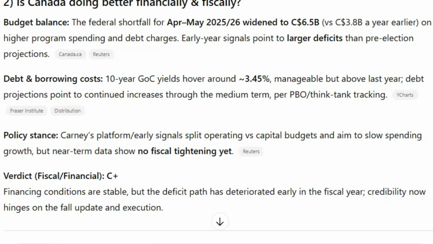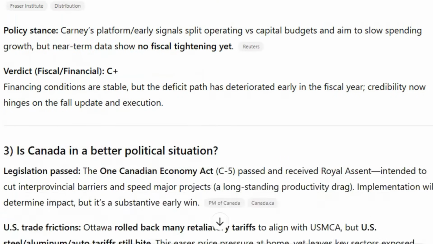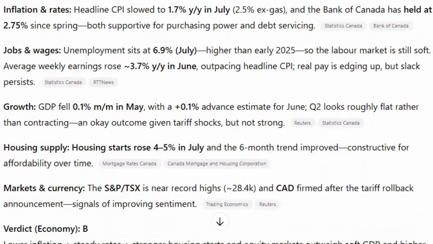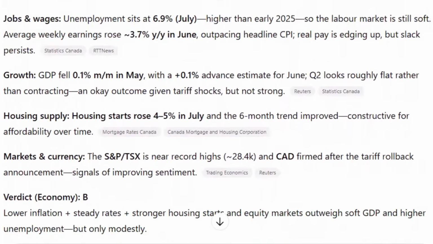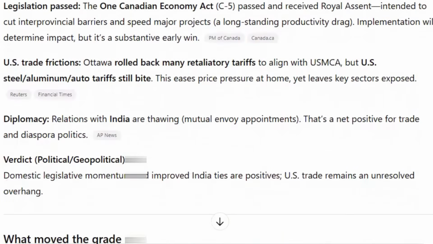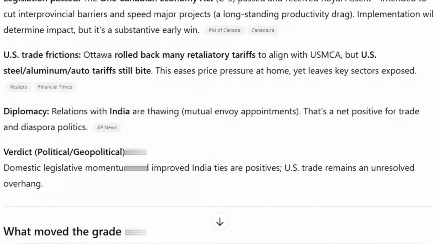I do C-. I'd be interested to know what people like Brian Lilly and those would give him with these. Because the deficit, just the deficit itself, for many of us, would be an F. All right. So we had, is Canada doing better fiscally? C+. We had, are Canadians doing better economically? B. ChatGPT is kind. ChatGPT is grading on the curve.